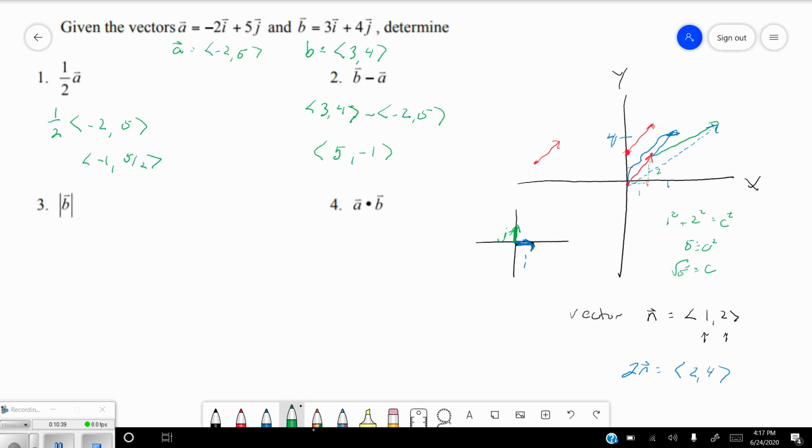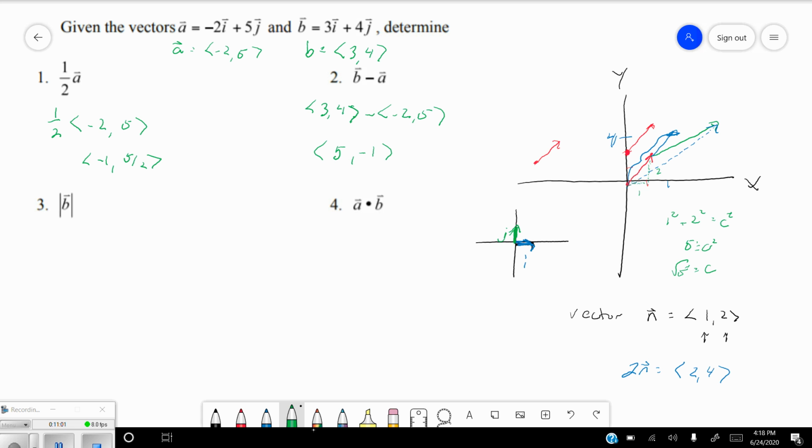Okay, and letter 3, number 3, we're trying to find what looks like an absolute value symbol. When it comes to vectors, that is the symbol for the magnitude. So when you see the bars around something, that means magnitude. And if you think about it, absolute value is also a distance. Magnitude is a distance. They actually mean the same thing, just in different notation.